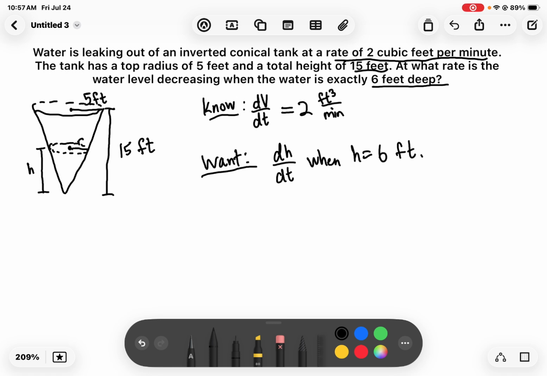Good. So now, based on this information, we can write an equation to relate all the variables together. So what equation should we use? Well, we can use the volume of a cone. The volume of a cone is V equals 1/3 pi r squared h.